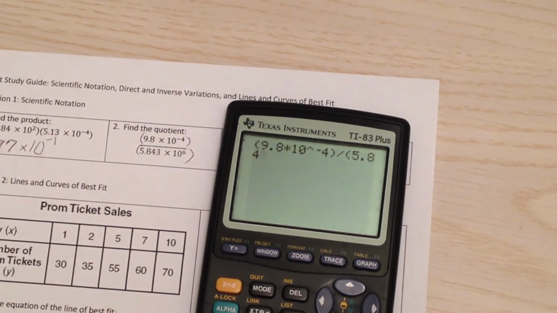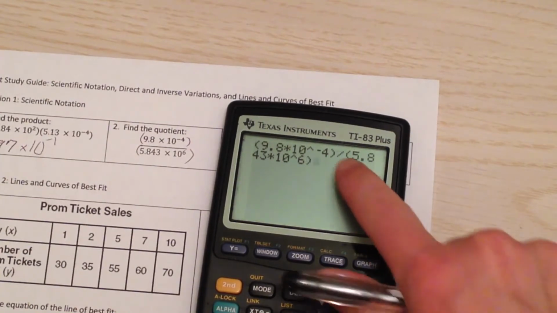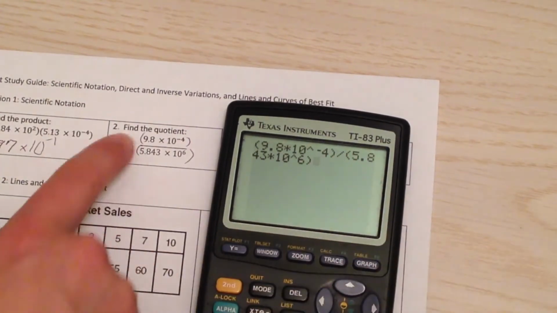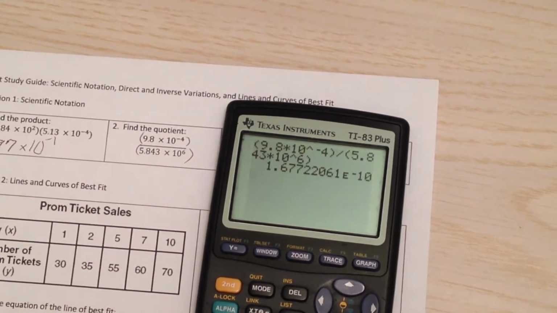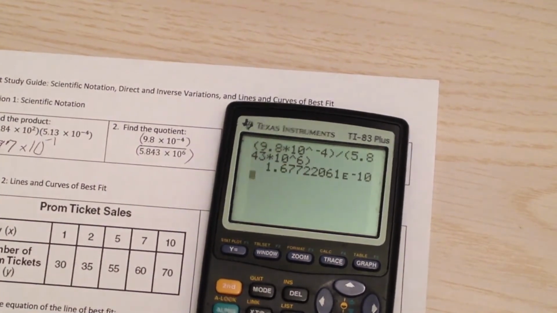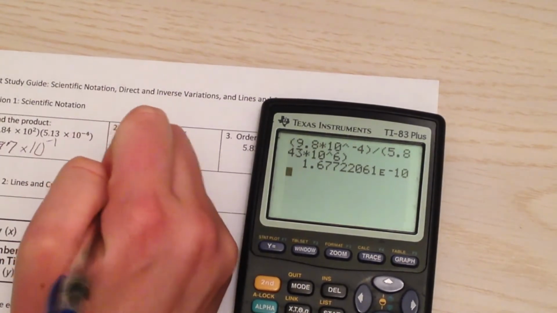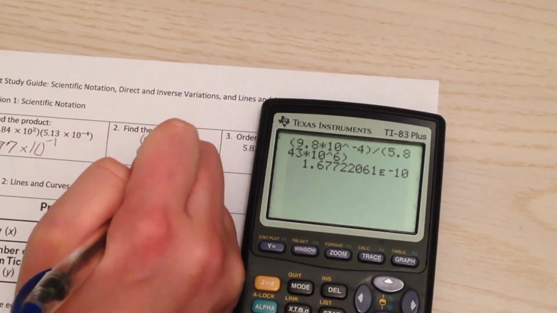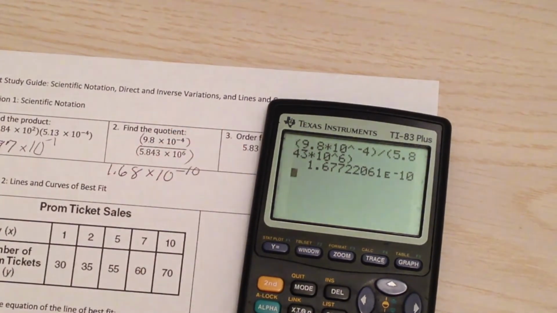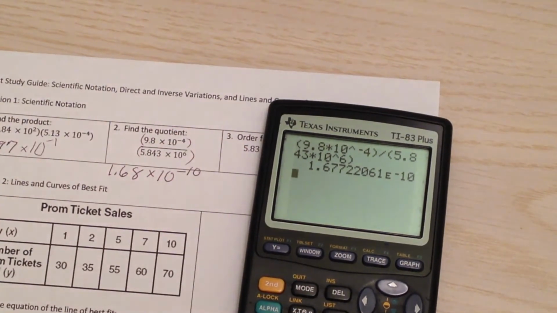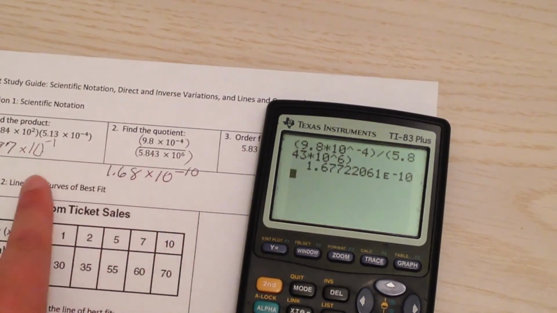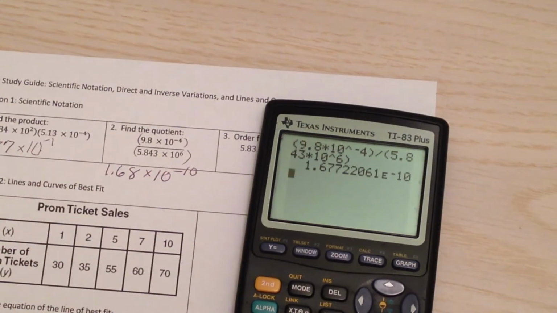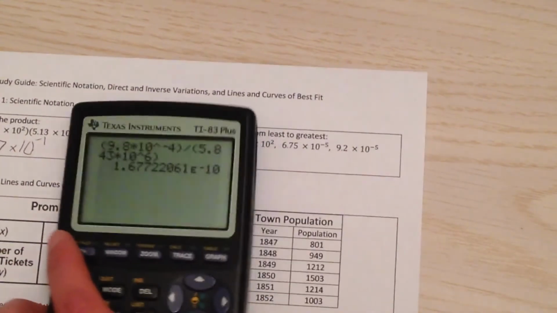And start parentheses again, 5.843 times 10 to the 6. Now make sure you get your division in between these. We need that because this one is division, not multiplication. Hit enter. We get a very long number. That's why we're going to round it just to two places. We're going to say that's 1.68 times 10 to the negative 10th. Remember that our negative exponents means that these are decimal numbers. If those were positive, then they'd be very, very big regular numbers.